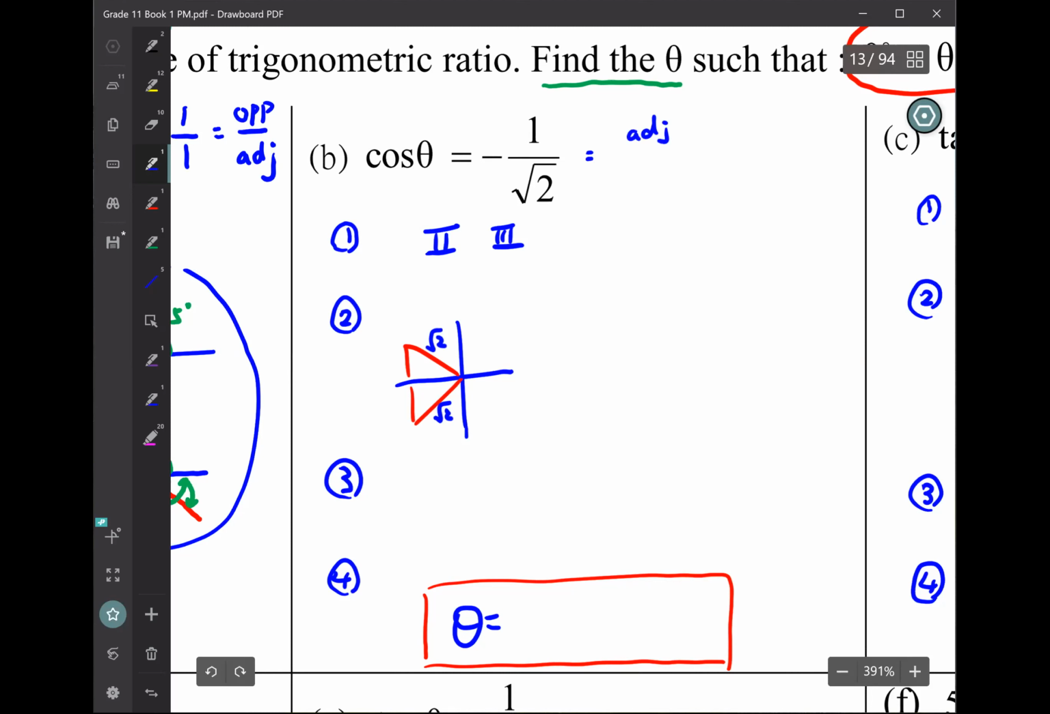You can tell me the name, right? Adjacent over hypotenuse. So 1 and 1 and 1, right? Everything else is 1, right? Yes. Okay. Step 3, Annie, what's your answer for step 3?